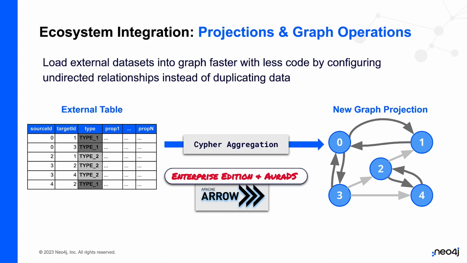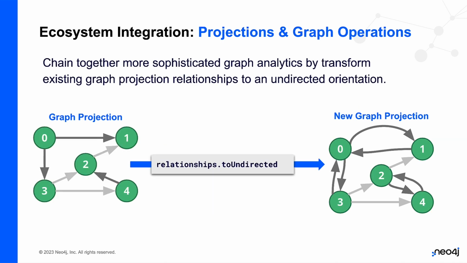So we can move objects very quickly into the graph, millions of relationships, millions of nodes within a matter of seconds. And in addition to that undirected theme, we've created methods that allow you to take graphs and map existing graph projections to undirected relationship orientations by relationship type, which again is just a convenience to help you conduct graph analytics.